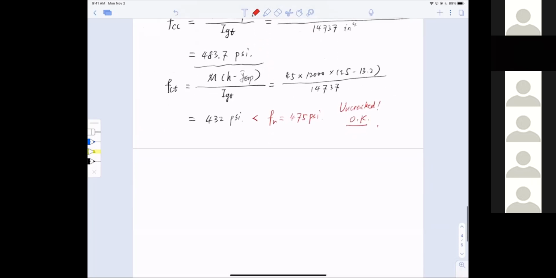All right, we're good, so we don't have to worry about it. It is uncracked. With this moment applied to it, it is uncracked. Now, with all this, right?